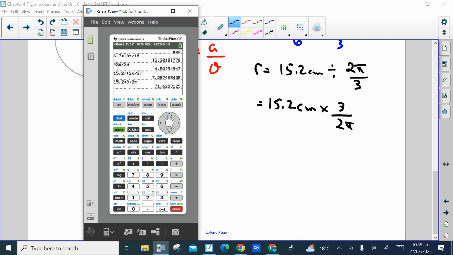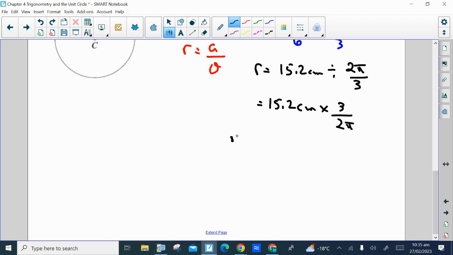Now, something's going on here. Divided by 2 pi over 3. Oh, I know why. You got to put the 2 pi in brackets, because otherwise your calculator will divide by 2 and then multiply that answer by pi. So the 2 pi must be in brackets if you do it that way. There we go, same answer. So the nearest tenth of a centimeter would be approximately 7.3.